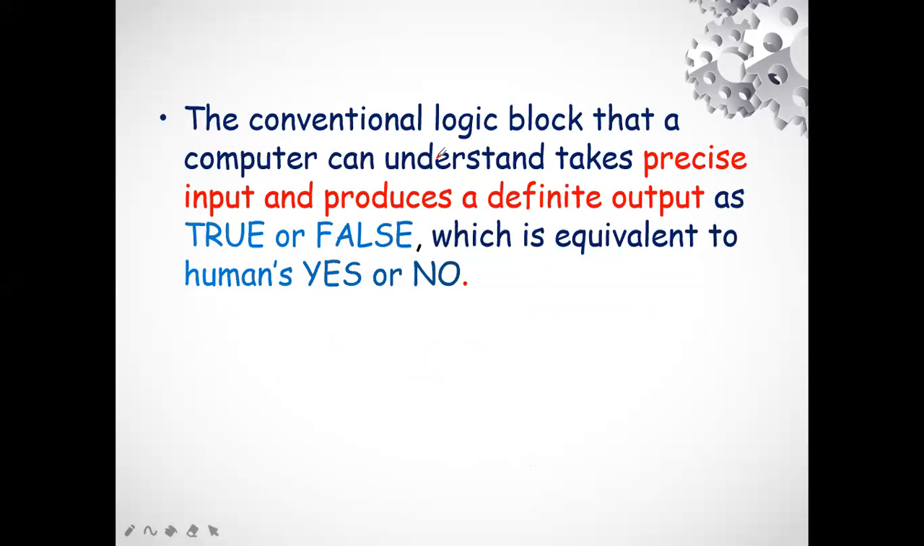The conventional logic block that a computer can understand takes precise input and produces a definite output. That is what I told you earlier also. That is conventional logic. The computer takes a precise input and it gives you a definite output, in terms of true or false, which is equivalent to the human yes or no. So we are not going to focus on these particular points because we have so many methods in which we can easily find the answers to problems which give the exact answer of yes or no. But now we are focusing on real world problems which need the way humans make decisions, or the way humans present their reasoning to analyze and give a decision on a particular query.